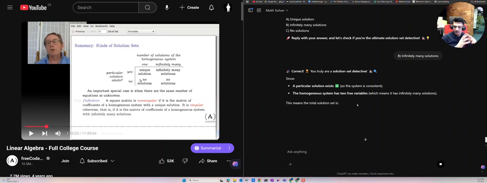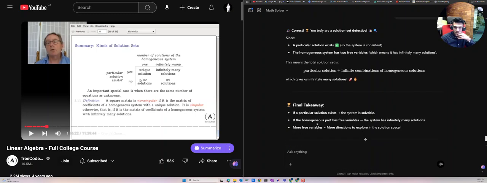Exist. So the system is consistent. The homogeneous solution has two free variables, which means it has infinitely many solutions. This means the total solution set is one particular solution plus infinite combinations of the homogeneous solutions.